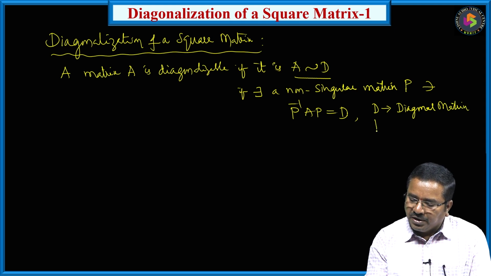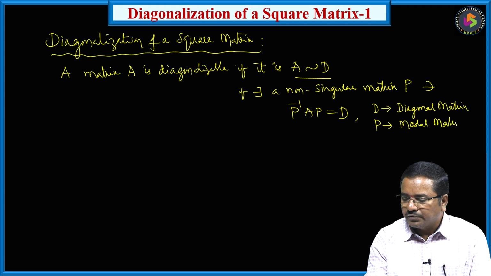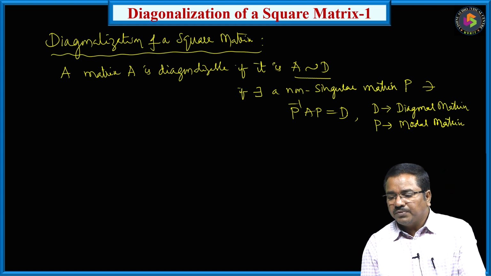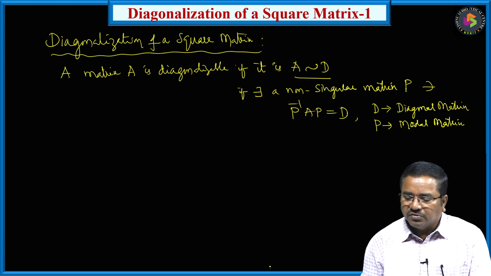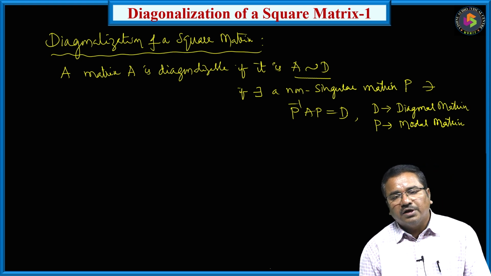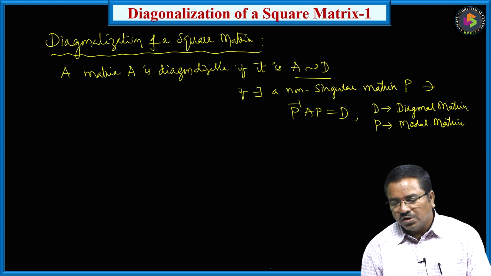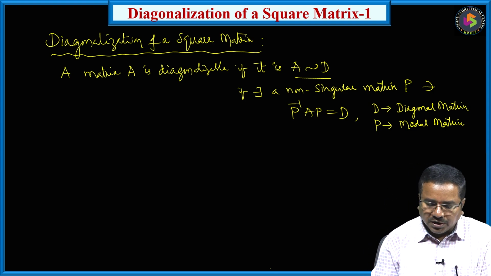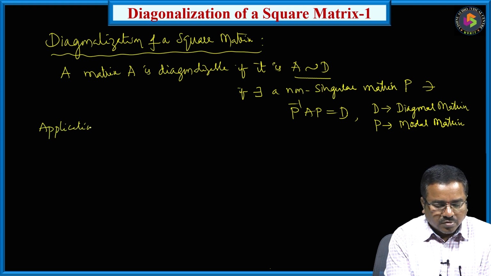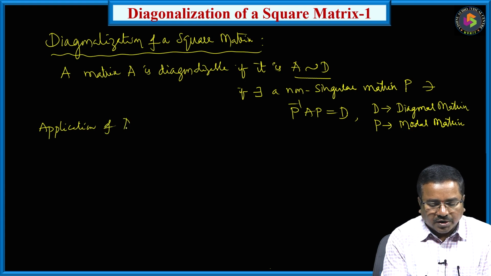Here the matrix P is called the model matrix, and the diagonal elements of the diagonal matrix are the eigenvalues of the matrix. How to compute this P we will discuss in the process of diagonalization. Okay, next is the application of diagonalization of a matrix.